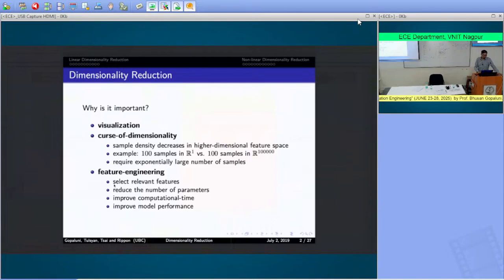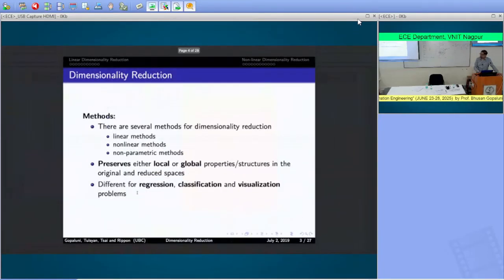Dimensionality reduction also helps in selecting relevant features, reducing the number of parameters in your model. If you're not using all the dimensions, but a reduced number of dimensions, you can reduce the number of parameters, which means you can have a parsimonious model. In computations, when you have fewer features, obviously you can improve computational time, and sometimes you can also improve model performance, okay, using dimensionality reduction.